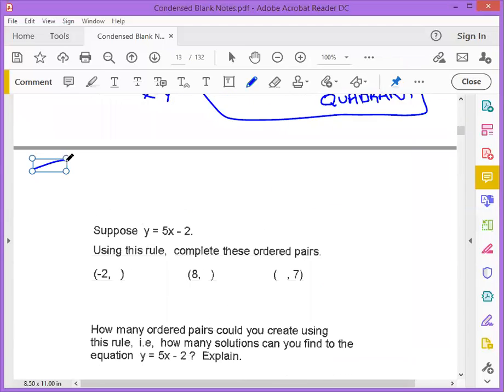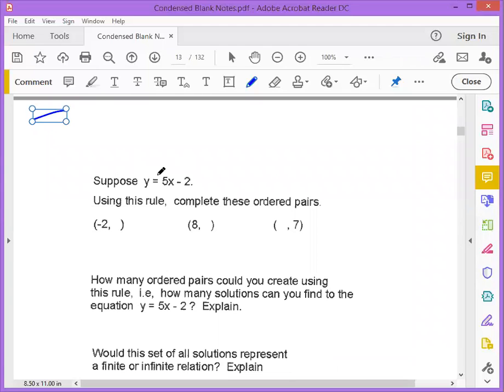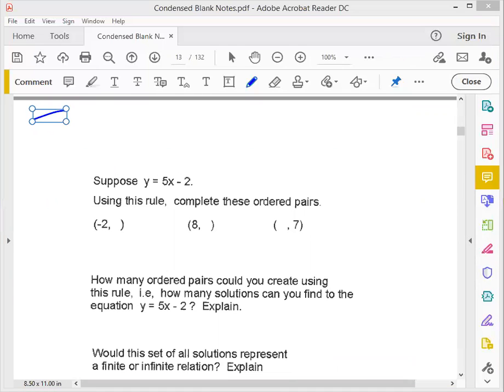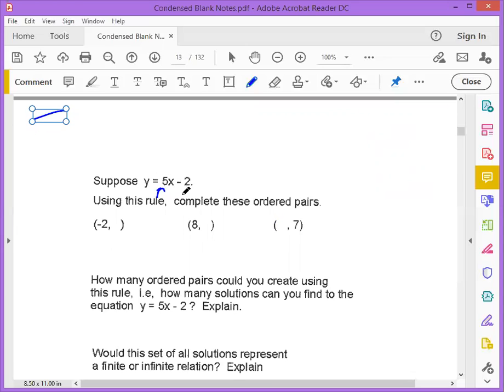Now let's look at the next example. Suppose you have y equals 5x minus 2, and you're asked to use this rule. By rule, we're referring to y equals 5x minus 2, to complete each ordered pair. Now we see our ordered pairs, we have 3 of them here, and we're given the x coordinate for the first 2 points, and then we're given the y coordinate for the last point. We're going to take each of these ordered pairs and substitute the value that's given to us to solve for the missing variable.